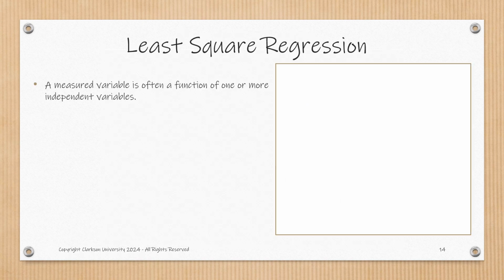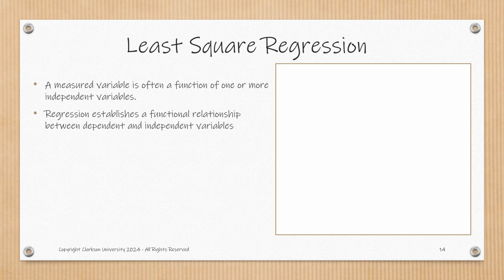A variable, or in particular a measured variable, is often a function of one or more variables, often one or more independent variables. Regression establishes the functional relationship between dependent and independent variables. The classic simple linear regression model is noted y equals a0 plus a1x, where x is the independent variable, y is the dependent variable, and the parameters are a0 and a1 for this model. A0 is typically considered the intercept, and a1 called the slope. Often this is put in the form of y equals mx plus b.